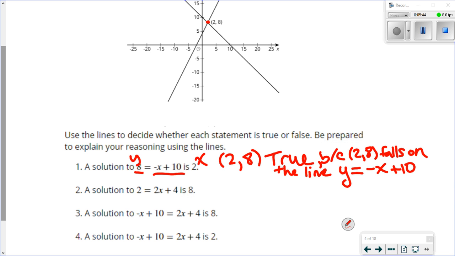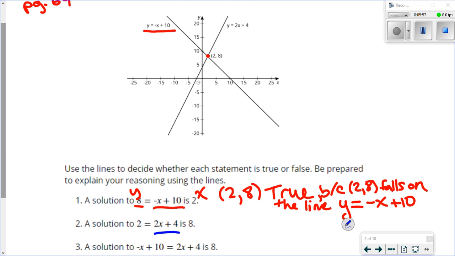Let's take a look at question 2. Question 2 says, is 8 a solution to 2 equals 2x plus 4? I see that they are looking at 2x plus 4, so that draws my attention to the other line being represented as y equals 2x plus 4. If I were to interpret what they're saying down here, if you notice, they replaced the y with 2, and they're saying now let x be 8. So is this a true statement? Does (8, 2) fall on this line? Well, let's take a look.